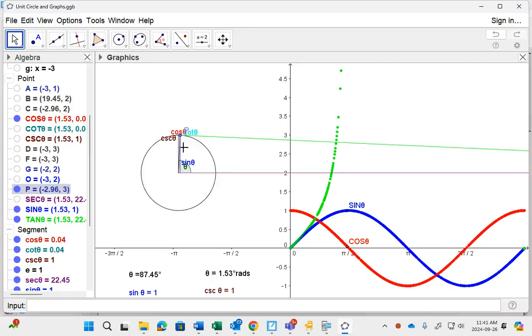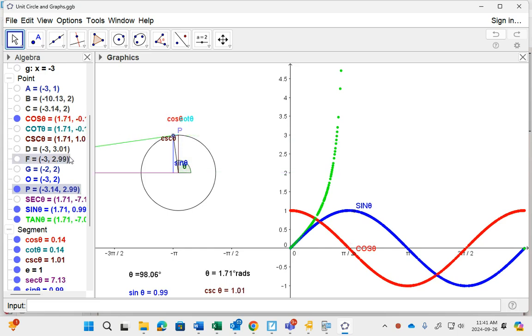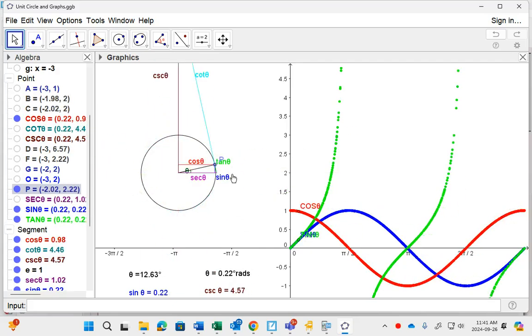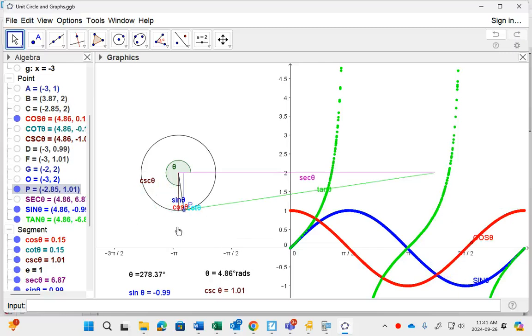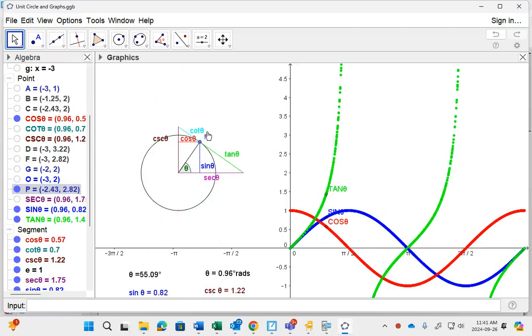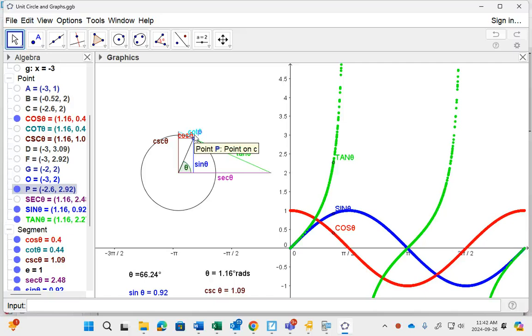Doesn't actually work. But as soon as I go over to this side, now that tangent line can hit the negative x-axis. And it comes down over and over again. Whee! Don't those little things look like they're on a roller coaster? Whee! Okay. Too much fun. So that is how the unit circle is related.